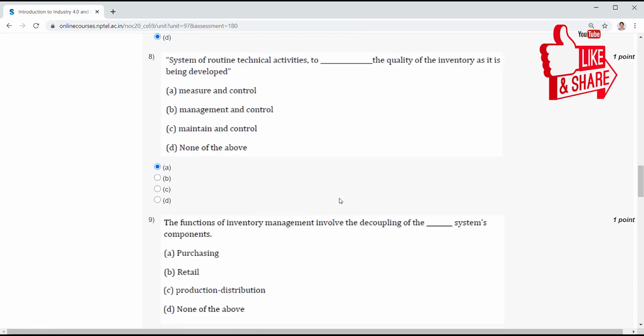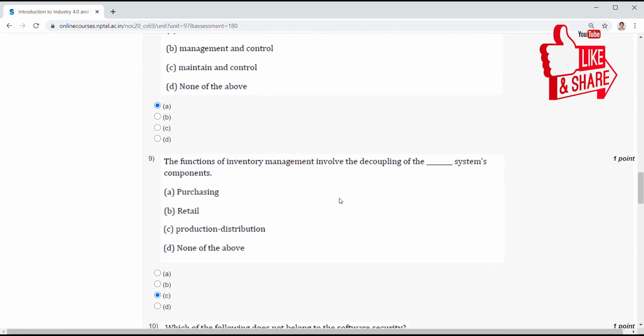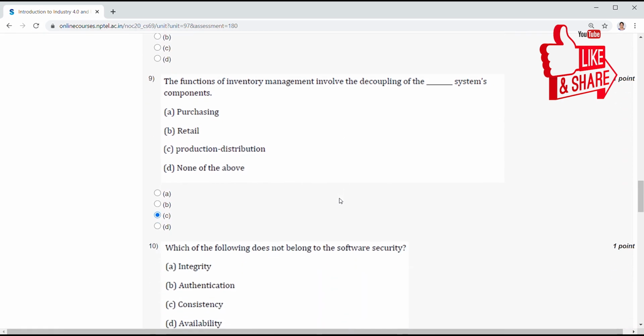Coming to the ninth question. The functions of inventory management involve the decoupling of the dash systems component. A. Purchasing, B. Retail, C. Production distribution, D. None of the above. C, production distribution.